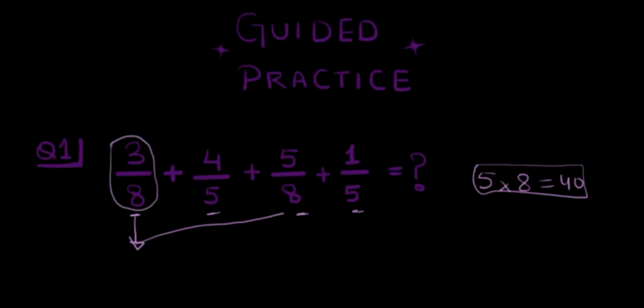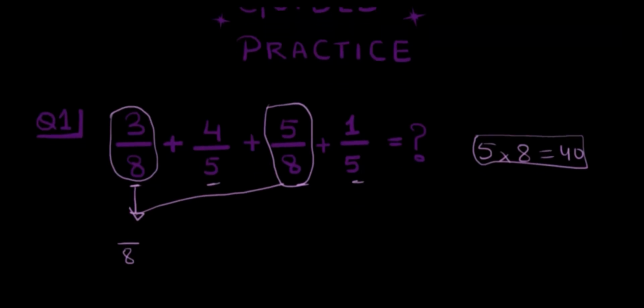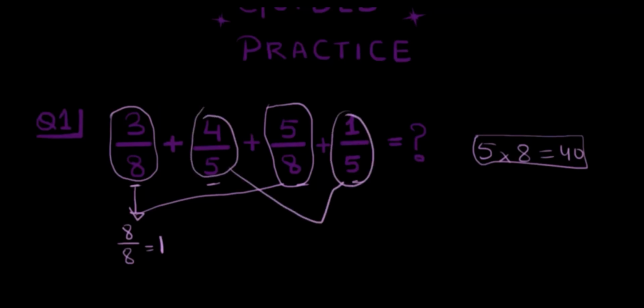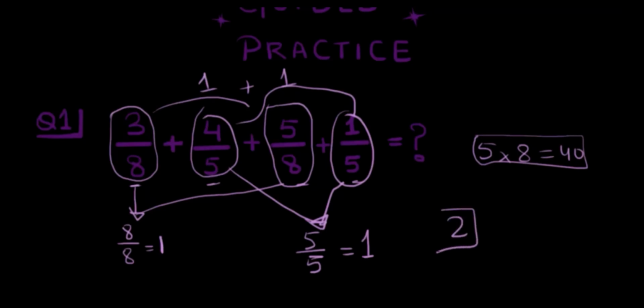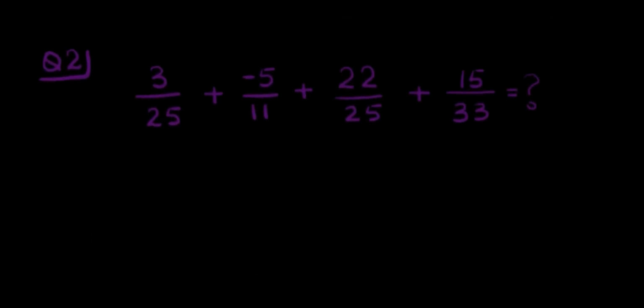So 3 over 8, I added to 5 over 8. Let's do them first. 3 over 8 and 5 over 8, so the denominator, when you're adding or subtracting, stays the same. And the numerator, let's just pull this down. And the numerator, 3 and 5 is an 8. Oh wow, that's a 1. Sorted. If I take a look at this one here and this one over here, add them up together, the denominator is 5, and take a look at the numerator, 4 and 1, that's a 5 as well. Again, a 1. So these 2 give me a 1, plus these 2 give me a 1. I end up with getting a 2. As simple as that.